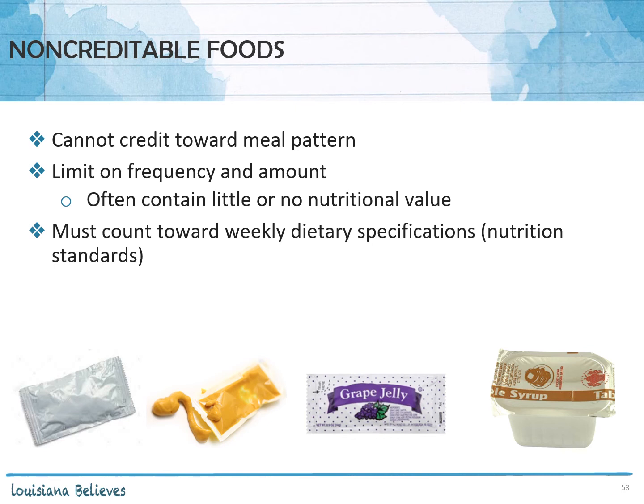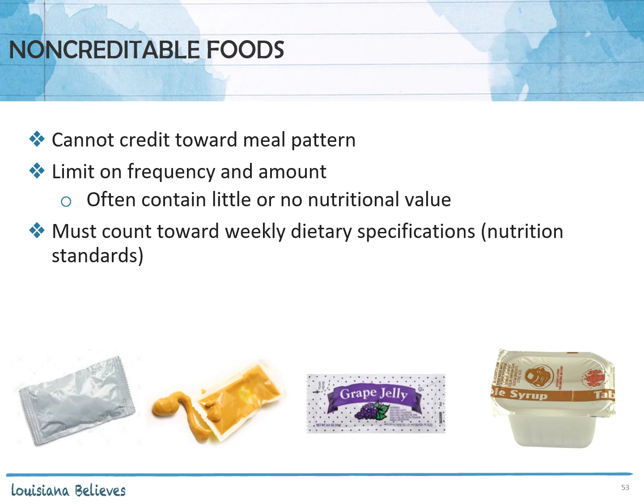Non-creditable foods are foods and beverages that cannot credit towards the USDA meal patterns for school nutrition programs. Schools and institutions may serve non-creditable foods in addition to the meal components to add variety, help improve acceptability in the meal, and satisfy appetites. Some examples include maple syrup on pancakes, salad dressing on salads, and condiments such as ketchup or mustard on a hot dog sandwiches and other entrees.